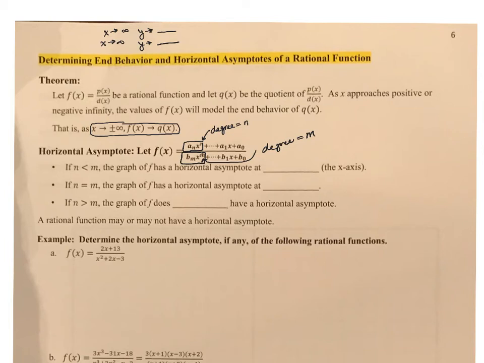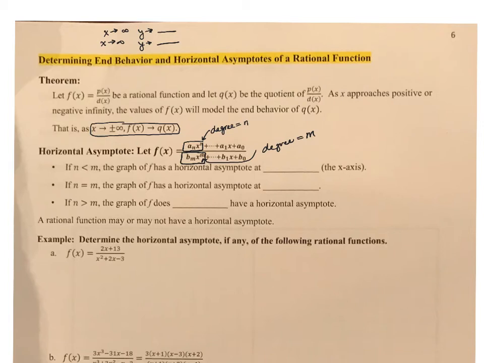Because remember, we're talking about really large values of x. And so if I have infinity to the 5th degree plus infinity to the 3rd degree plus infinity to the 2nd degree, well, infinity to the 5th degree is so much larger than all the other terms that everything else just becomes negligible. It doesn't make any difference.